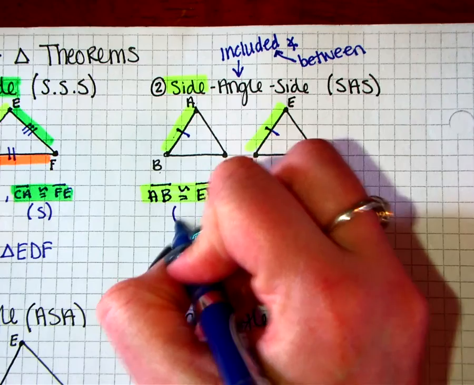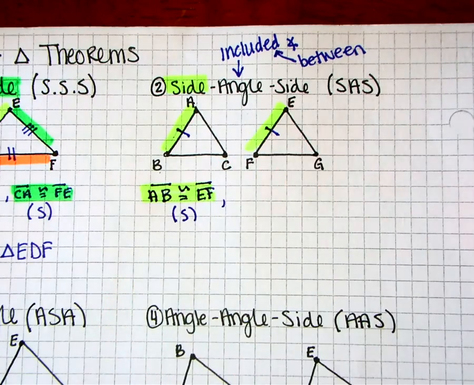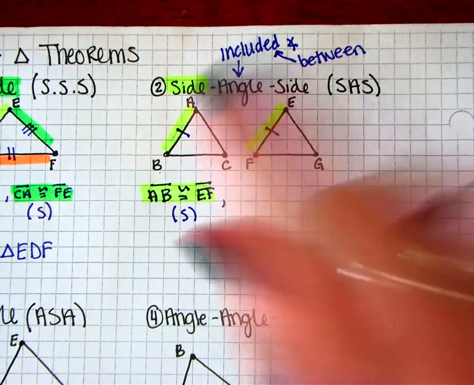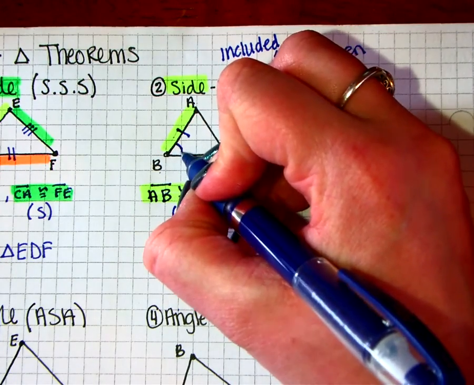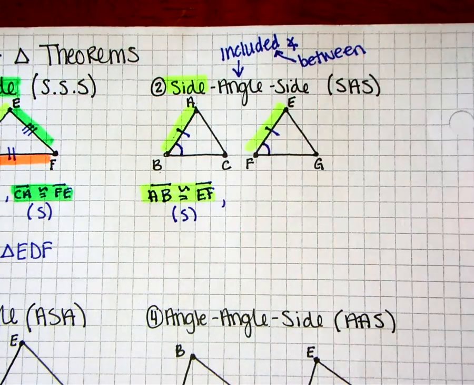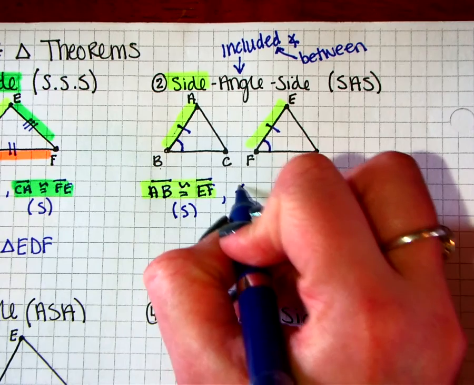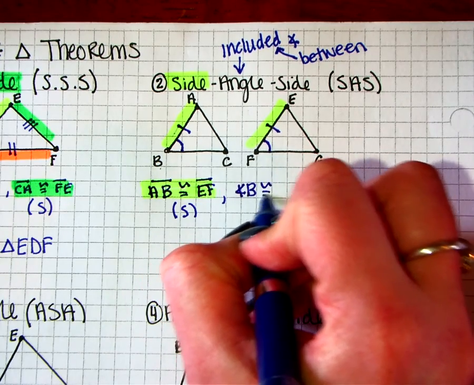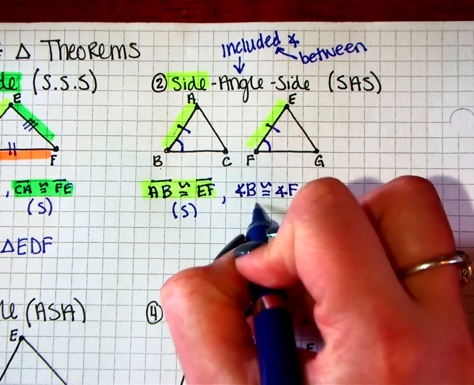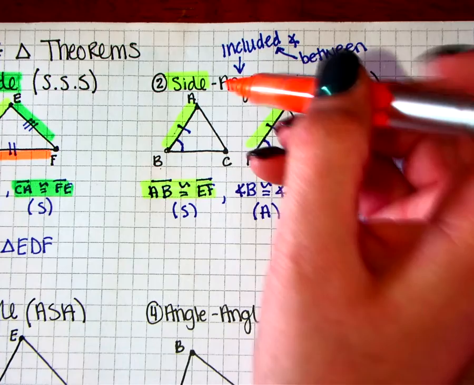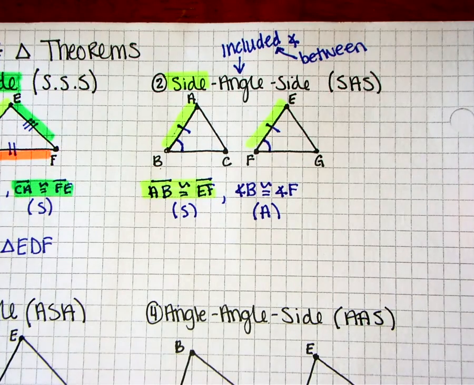Immediately after you see a side, you must have an angle touching it. So I'm going to go to B. It gets a curve, and F will get a curve. Remember, these are turned the same direction, so we don't have to worry about a congruency statement. So angle B is congruent to angle F, and that is our first angle, and this is the included angle, meaning between. Actually, I'm going to use a different color here.